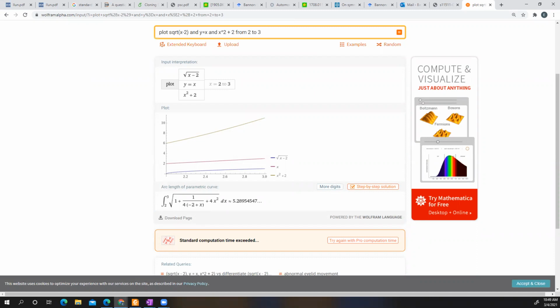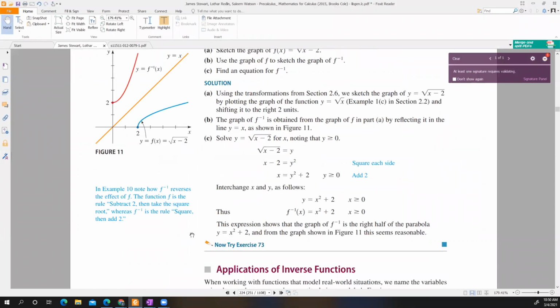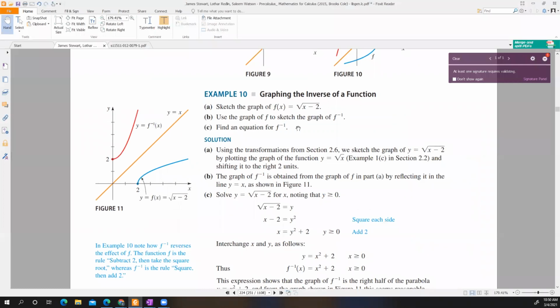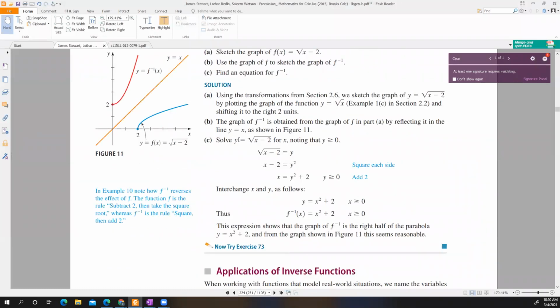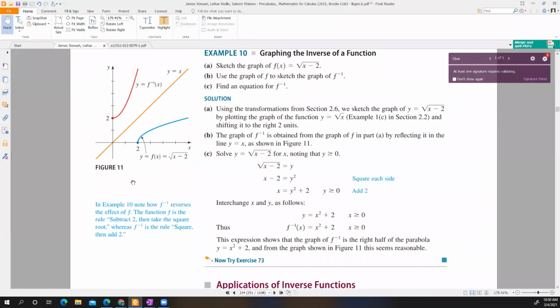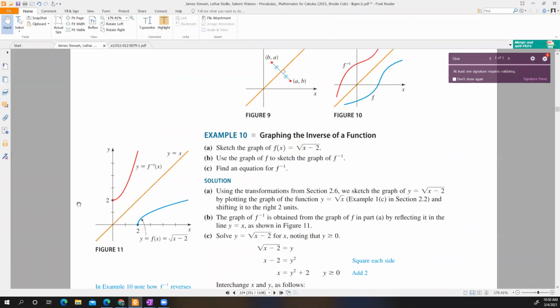So let me just pull up the book. This is basically the example I was going through. You have this function right here, and they show you how to find the inverse. It's pretty straightforward, so I'm not going to go through that. I just wanted to point out that if you can properly plot these graphs, you can see that there is a symmetry about this line y is equal to x. You're basically flipping it over the line y is equal to x, which is the identity function.